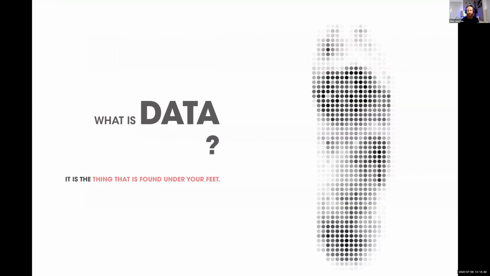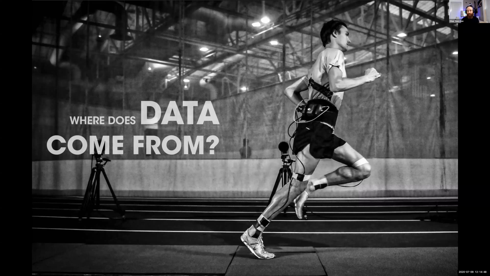So moving into the New Balance work, I can say that data is the thing that is found under your feet. This is something that New Balance had been working on for a long while before I joined them. There's a really large team of engineers, biomechanical engineers and scientists that work in the sports research lab at New Balance, and they collect lots of data.